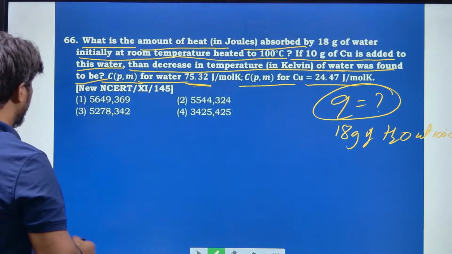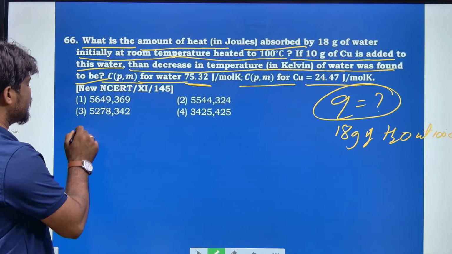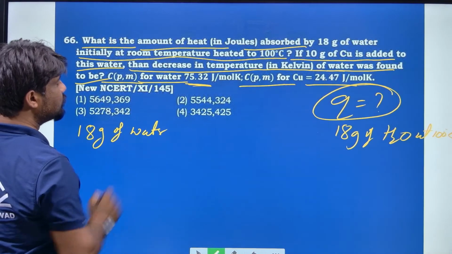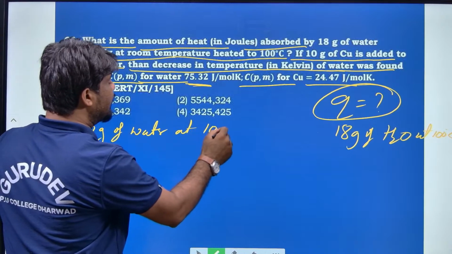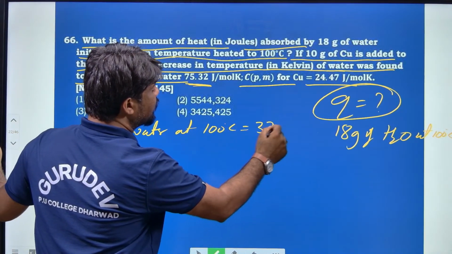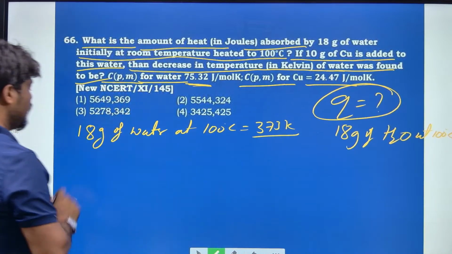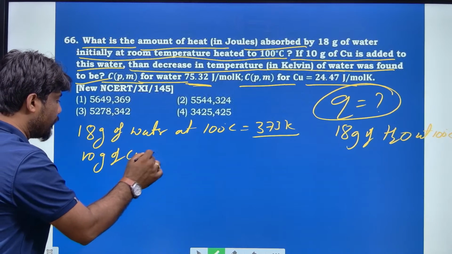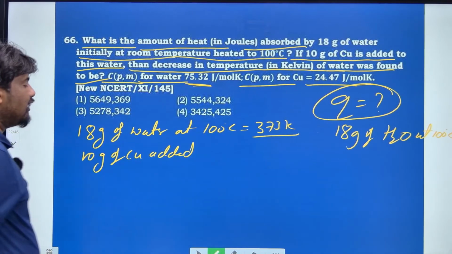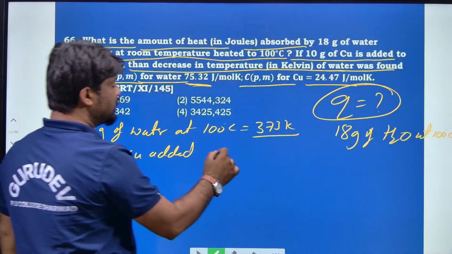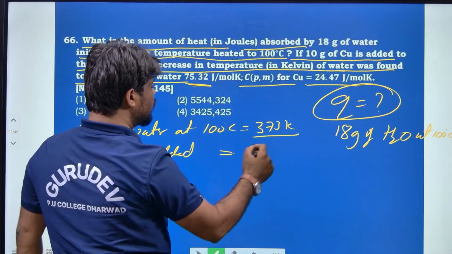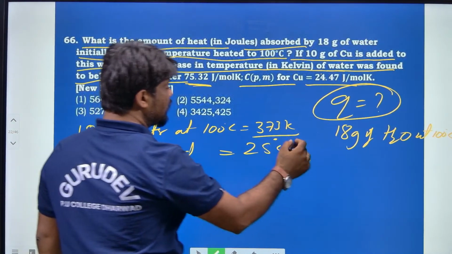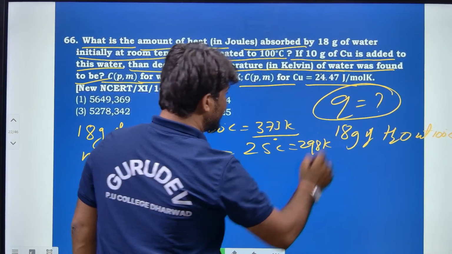Yes, dear all. So what is the formula we need? First, I will write 8 grams of water at 100 degrees Celsius. 100 degrees is nothing but 373 Kelvin. For this solution, if 10 grams of copper is added, then the temperature changes to approximately room temperature, that is 25 degrees Celsius. Its value in Kelvin is 298 Kelvin.